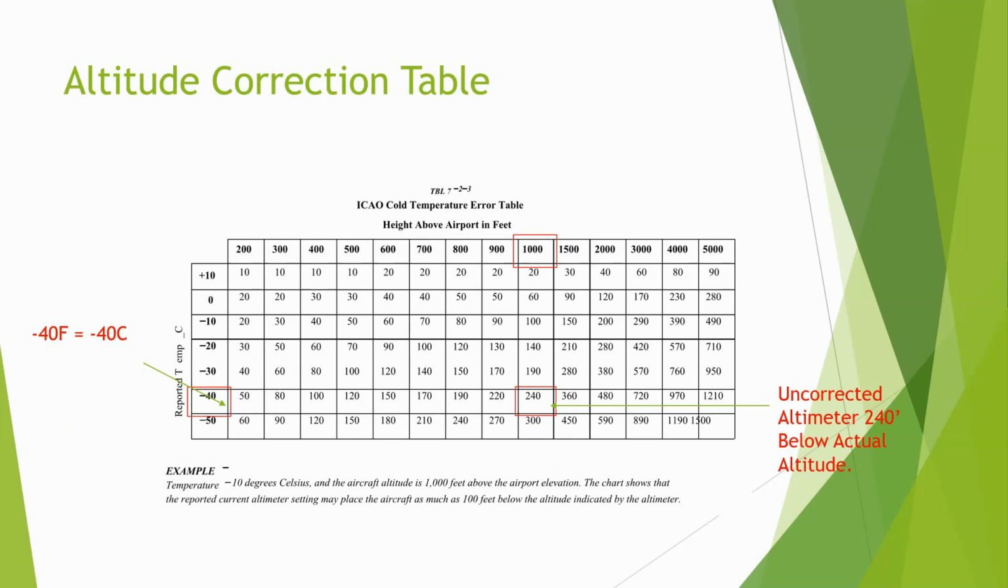And airplanes also have to keep track of static pressure. So an airplane taking off in warm weather will have to correct their altimeter if they're flying into an area of cold weather. So, for instance, this table shows that if you're flying from warm weather into an area of 40 below, then there's a 240-foot altitude correction that has to be made for every 1,000 feet.